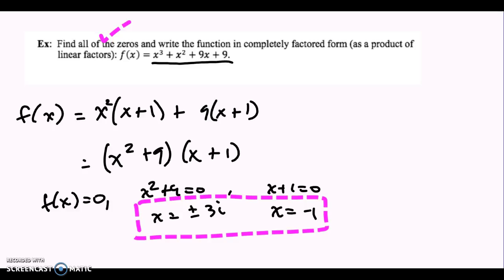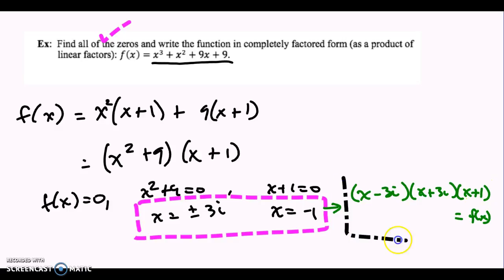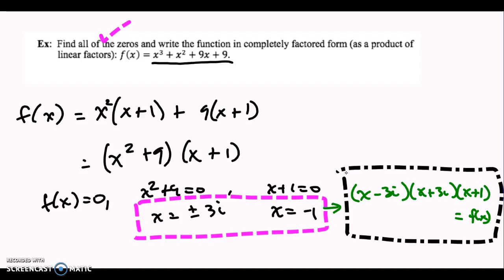Second, let's put this in linear factors. That means I'm going to have x minus 3i, x plus 3i, and x plus 1. I could multiply this out if I wanted to, but I don't really feel like it. Here we go, my two answers. Hopefully you got that correct, and hopefully it wasn't too bad.